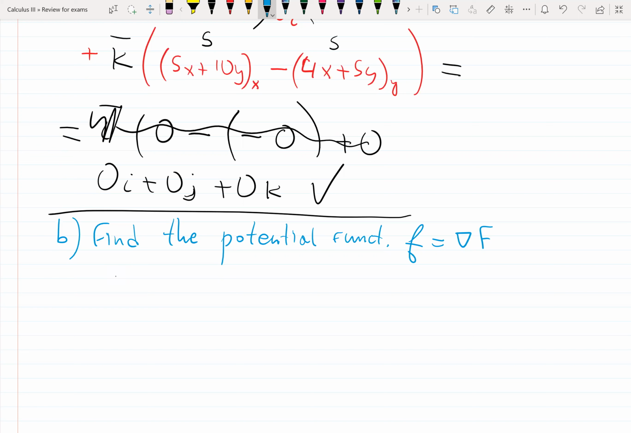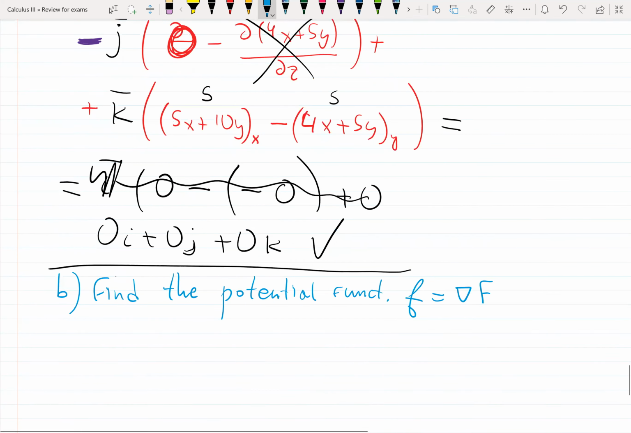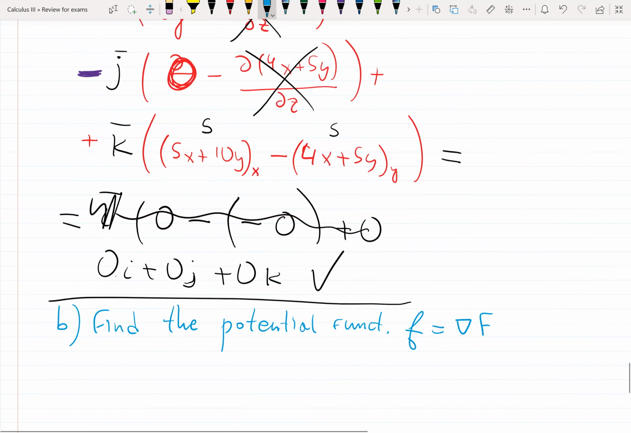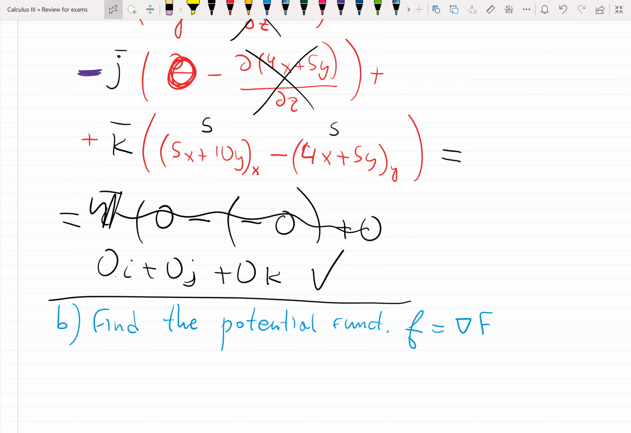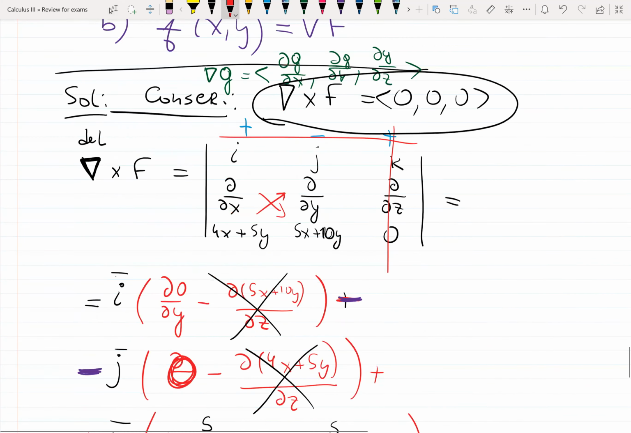No, capital F. Oh, you're right. Capital F is the antiderivative. We're looking for a small f. Capital F was differentiated. Yeah, you're right. See, small f here, what antiderivative gave me this result with respect to each variable? Good catch. Yeah.